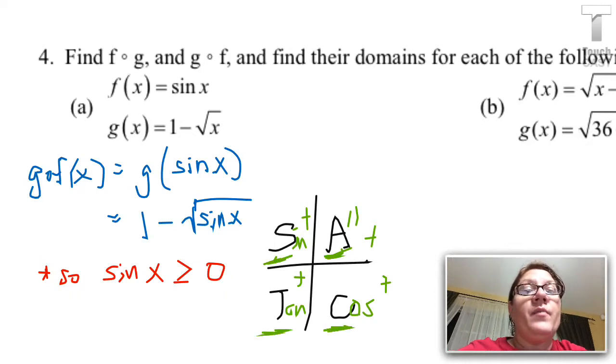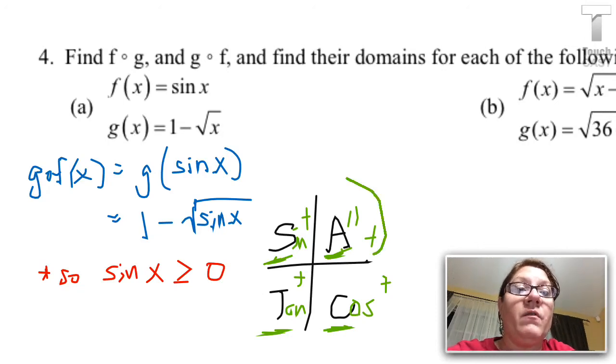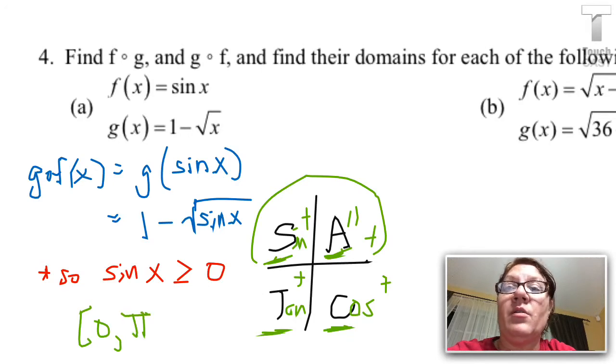Okay, so if sine is going to be positive, we know it's positive in the first quadrant and second quadrant. So that interval would be everything from 0 to pi if I'm doing it in radians.